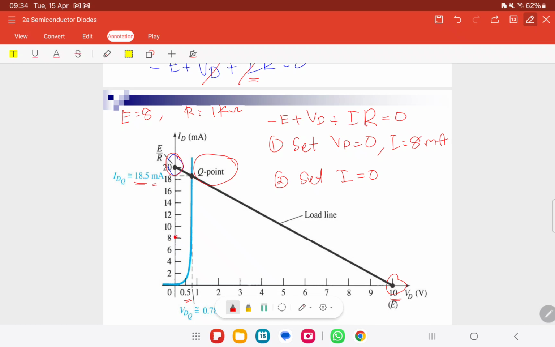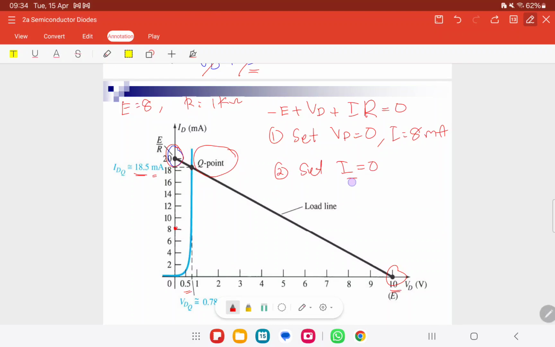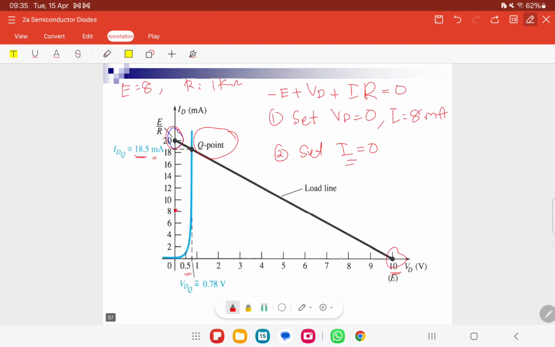Okay, alright, so now get the VD pula. When we set I equals to 0, V is 10, kan? Sorry, 8. So V is 8. So kita dapat that one. So you just sambung the two points. This one, V equals to 8. So now we have the new Q point. This is the new Q point.